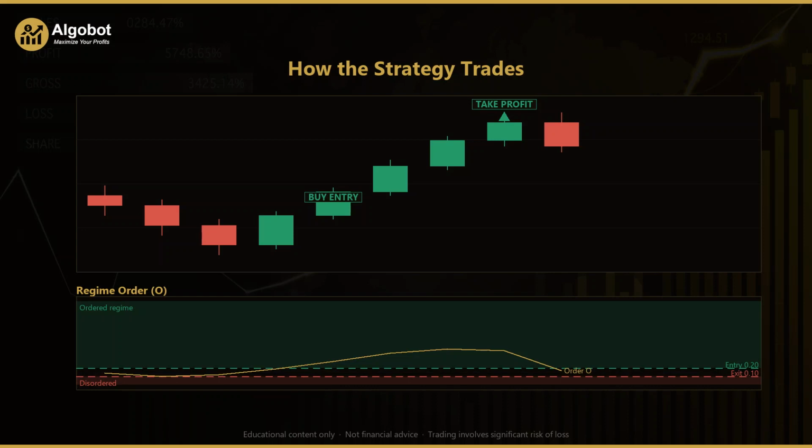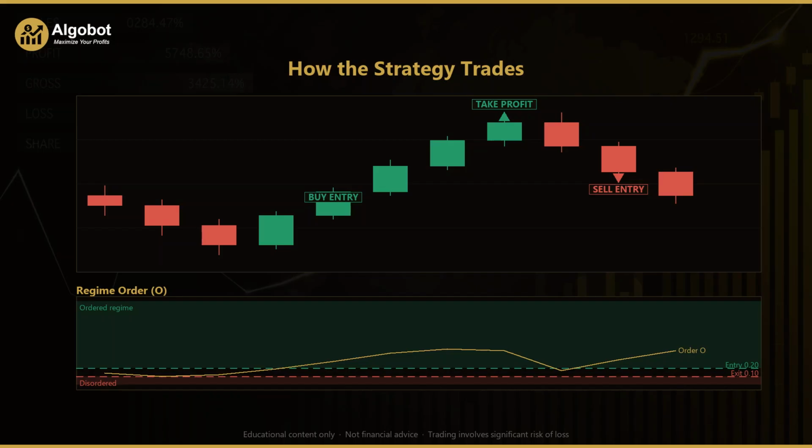Then the character of the market shifts. Around the 8th candle, the advance stalls and reverses. Look at the order value. It dips back down, dropping below the entry line toward the exit threshold. This is the turn. The symbol stream has become mixed again as up moves and down moves compete. Entropy rises, and the regime briefly dissolves. The strategy holds no position and waits.